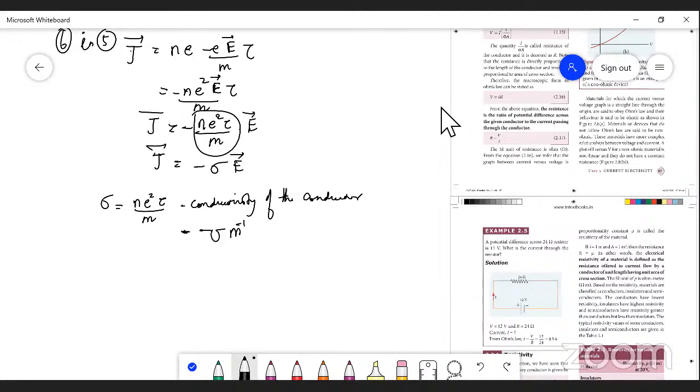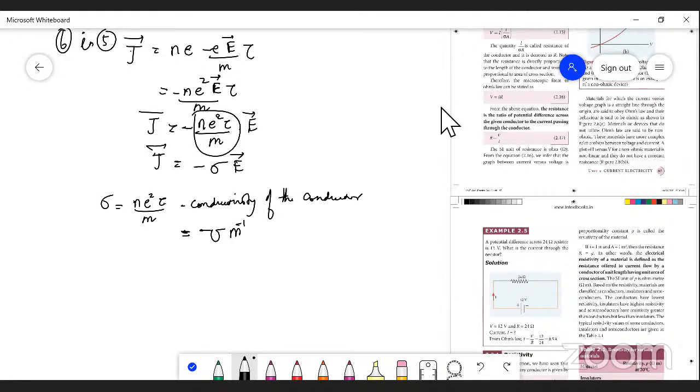Sigma equals N E square tau divided by M. N is a constant, E is a constant, tau is a constant, m is a constant. All these constants are replaced by a single constant, sigma. We call this the conductivity of a given metallic conductor. So it depends upon the material of the wire. It does not depend upon other factors, such as the size and shape of the conductor. Sigma has the unit mho meter inverse.